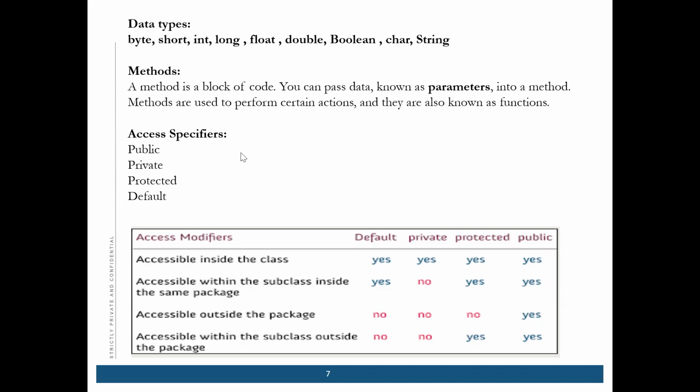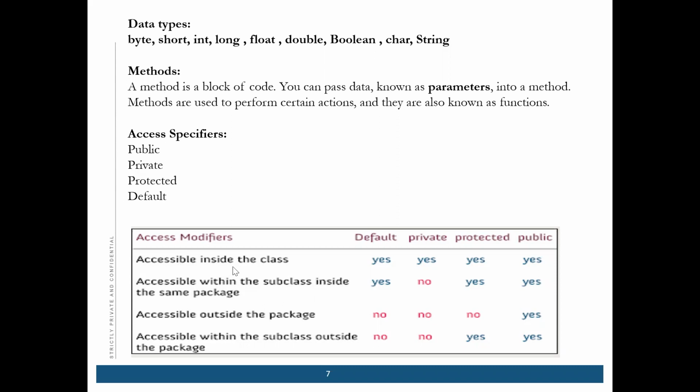Now comes the access specifiers. What are access specifiers? Anyone? Like public, private, protected, default? How it can be accessed, correct. If you give any method public access, you can access it anywhere. If you make it private, you can access it only within the class, as it is written here.